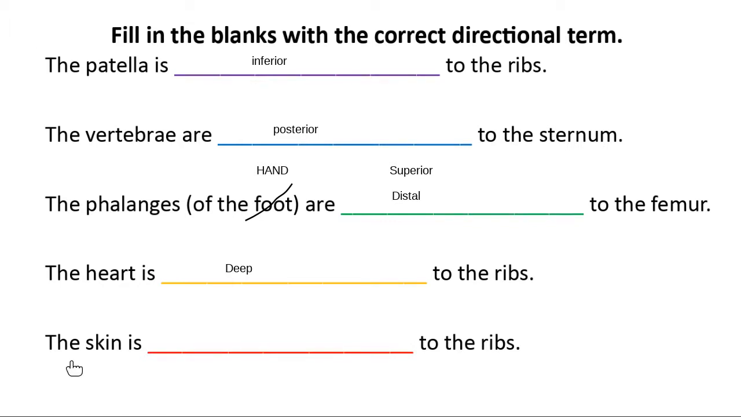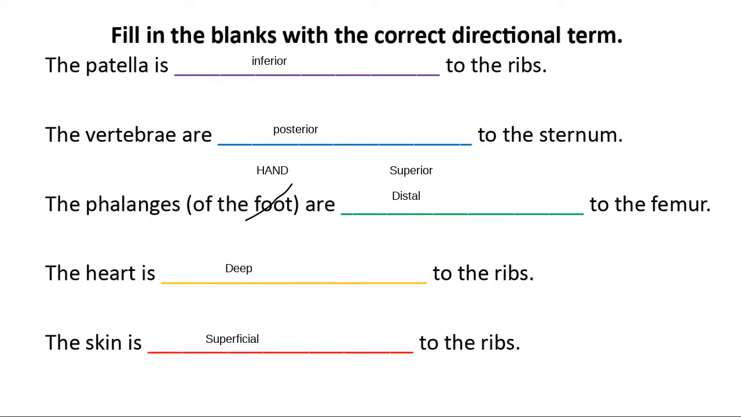When I talk about the skin compared to the ribs, the skin completely wraps around the ribs. So what word would I put in this blank? The skin is, yeah, exactly. It's the opposite of deep. It's superficial. The skin is superficial to the ribs.